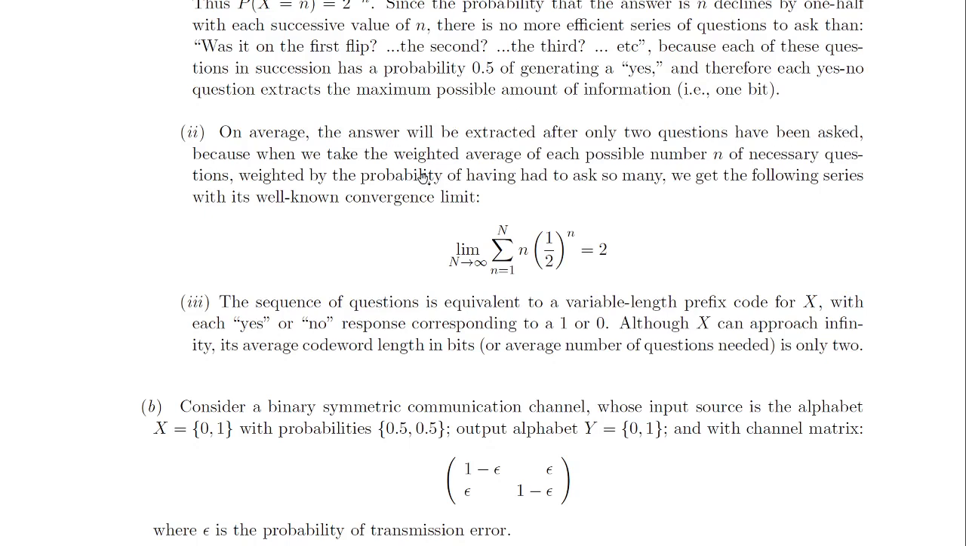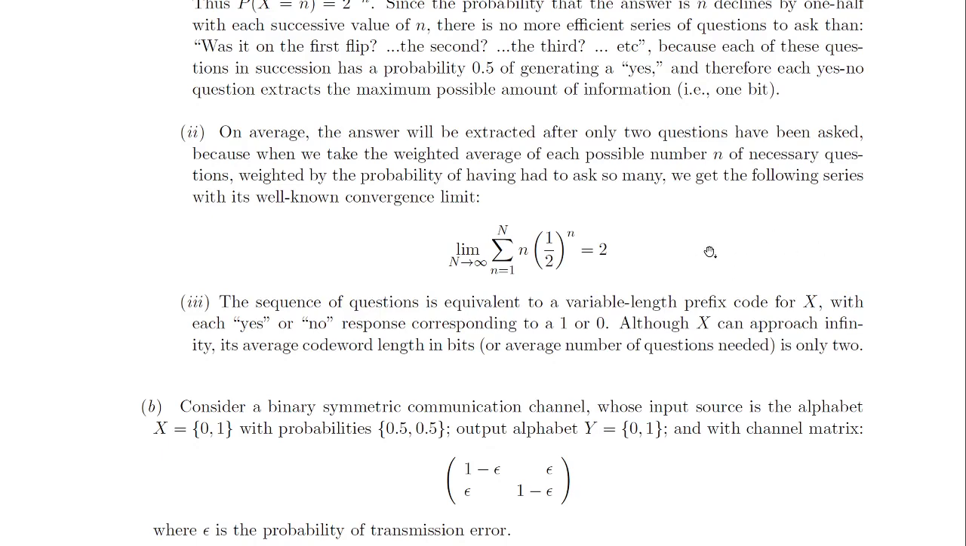On average the answer will be extracted after only 2 questions have been asked, because the weighted average of the number of questions you have to ask, that's n, times the probability of having to get that far in the interrogation, which is 1/2 to the power n. If you take the sum, a weighted sum with probabilities, as n goes out to infinity, that has a known series limit, which is 2. So once again, playing that game many times with the person flipping the coin, you would discover the answer after asking only 2 questions on average, even though it may have taken an infinitude of flips before he saw the first head.